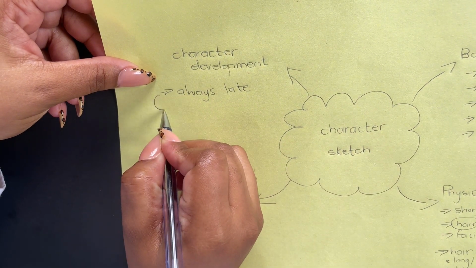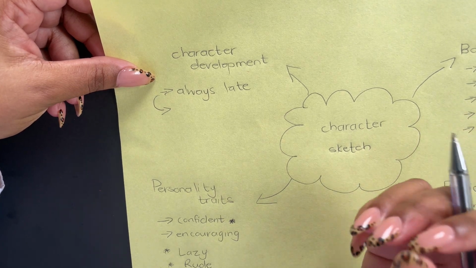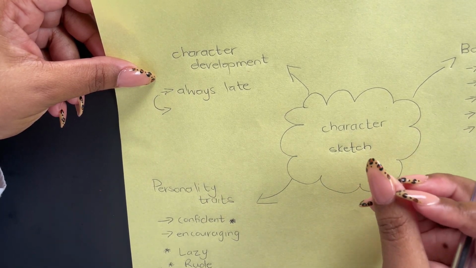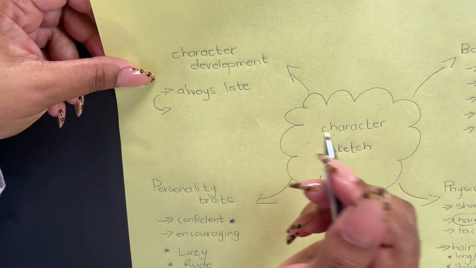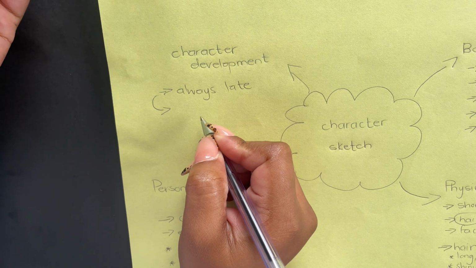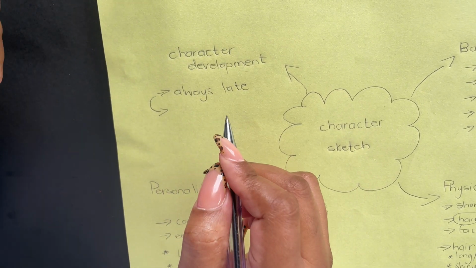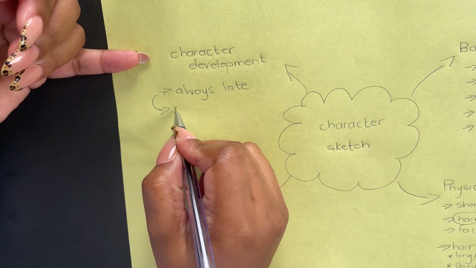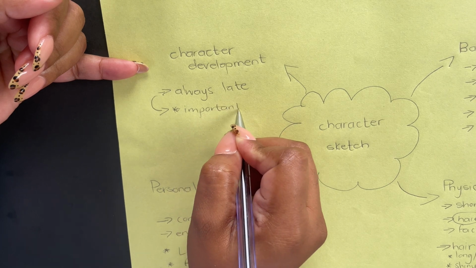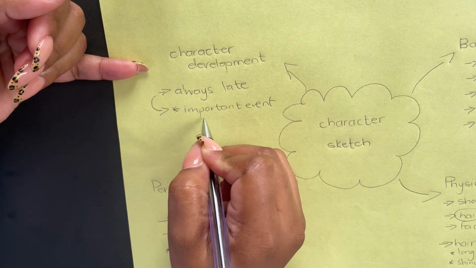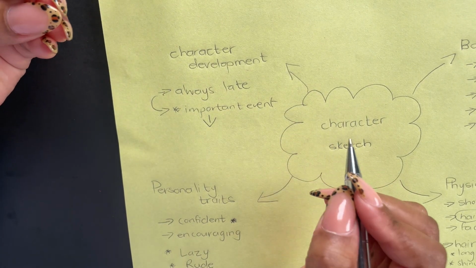Now, how does this character develop in the story? What does it take for this character to learn a lesson about always being late? So maybe you can mention an incident that happened. So this character started as a person that was always late, and somehow they maybe missed a very important event. And this important event made them realize that they need to change.